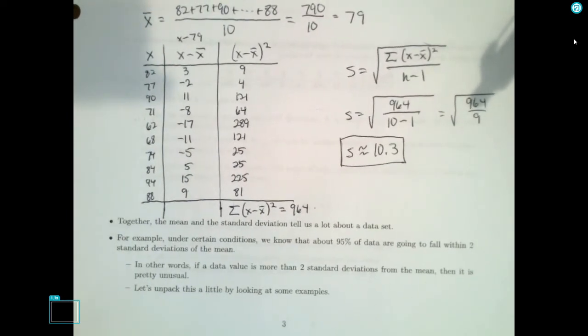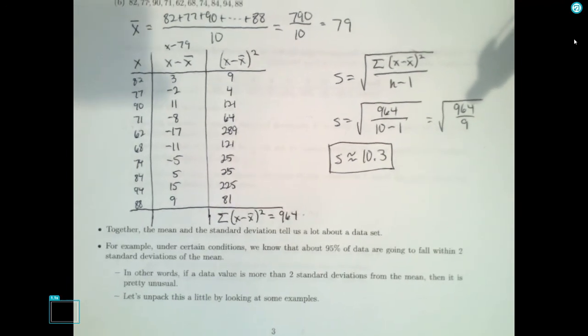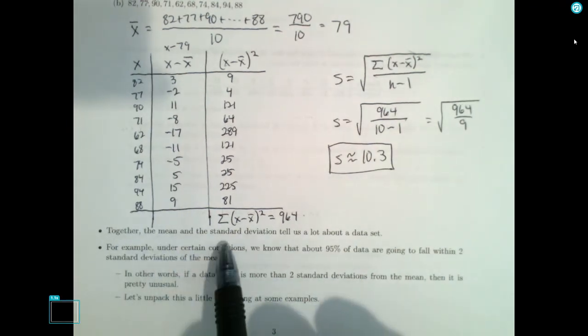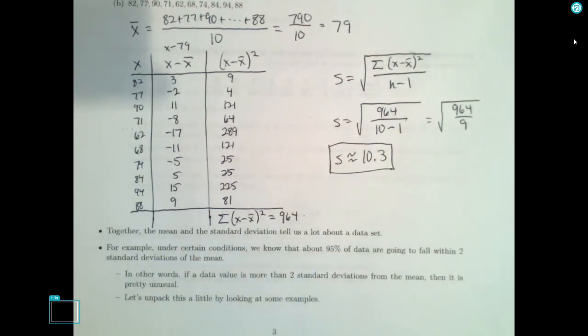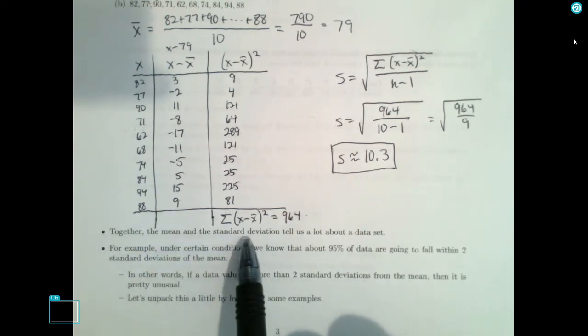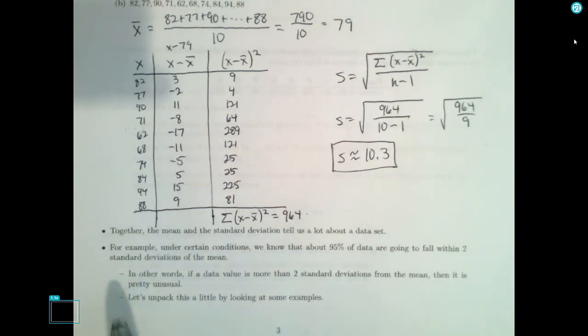Okay, and again, the standard deviation is a measurement of how spread out the data is. The larger the standard deviation, the more spread out the data. So together the mean and the standard deviation tell us a lot about a data set, right? The mean tells you where the center of the data set is, and the standard deviation tells you how spread out the data set is. So together they give you a lot of good information.